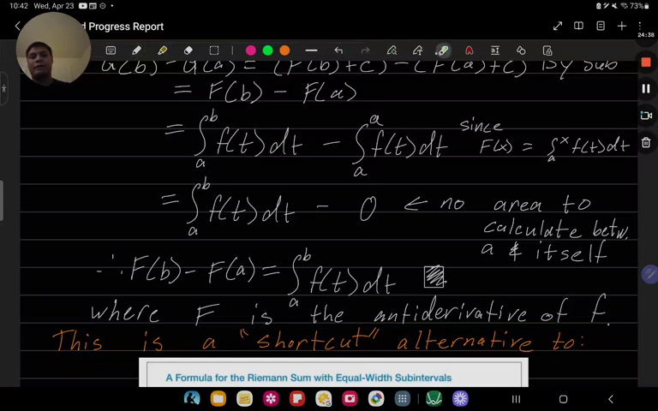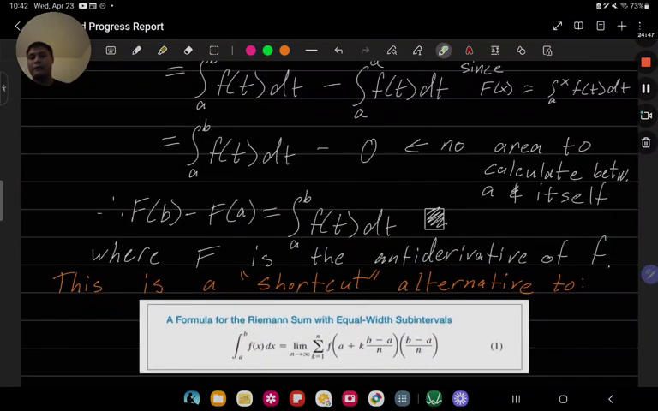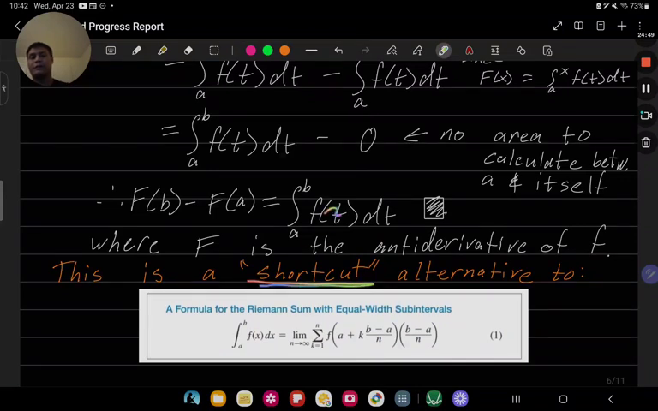And so f of b minus f of a, that's actually this. And if we want to calculate this, a shortcut, an alternative way to think of it, because what was the definition of this? It's this big sum that we have to calculate for every point.